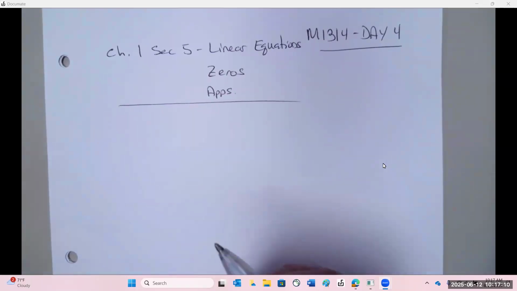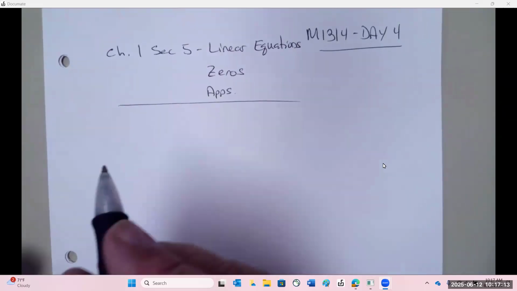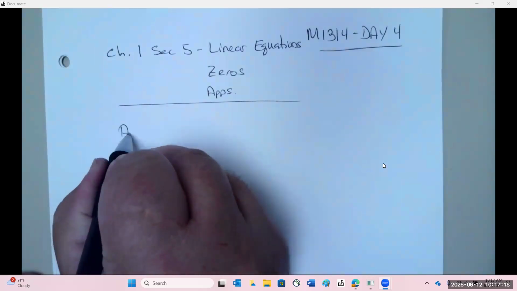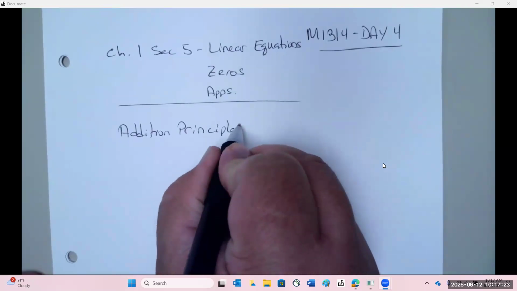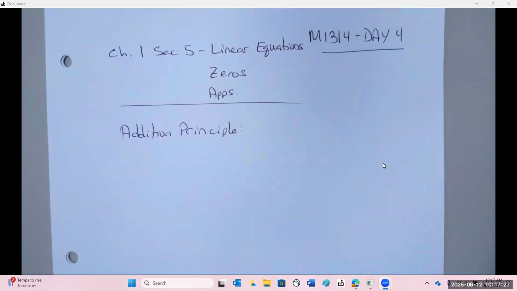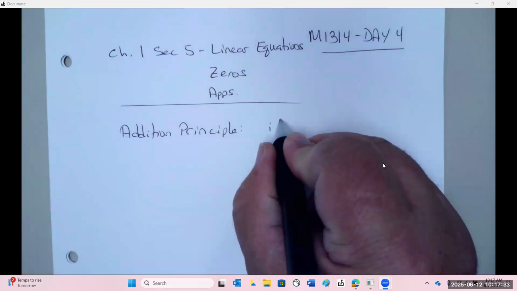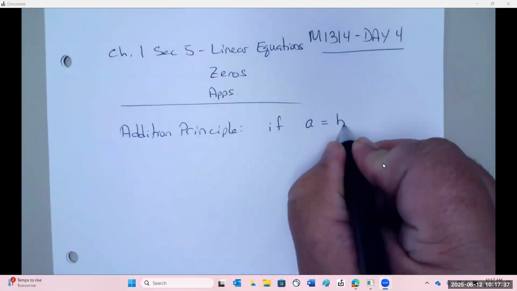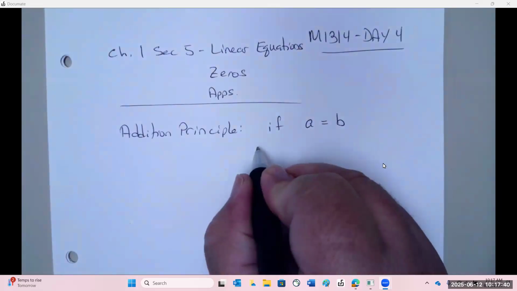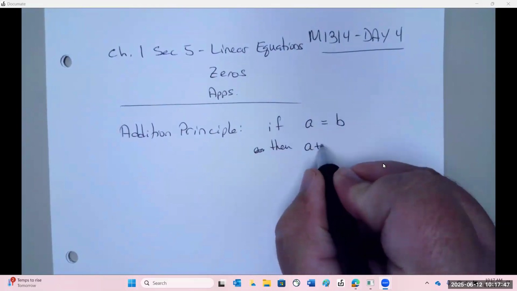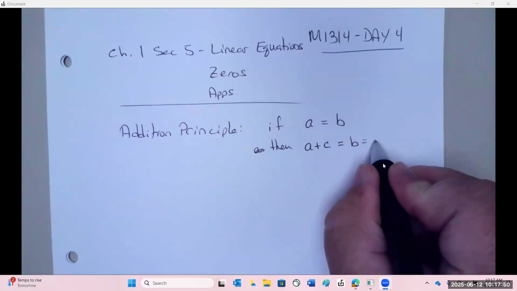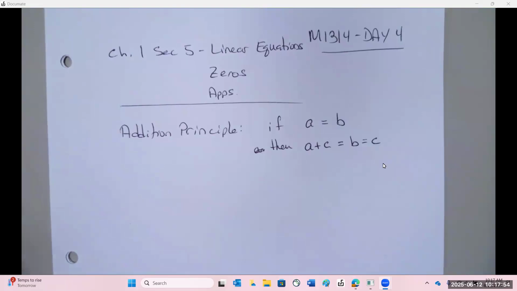When solving equations, we have certain properties that we have to follow. The first one is called the addition principle. What the addition principle tells us is this: if A equals B, then if I add a number to A and the same number to B, they're going to be equal. What does that tell us? Whatever you add to one side, you add to the other side.